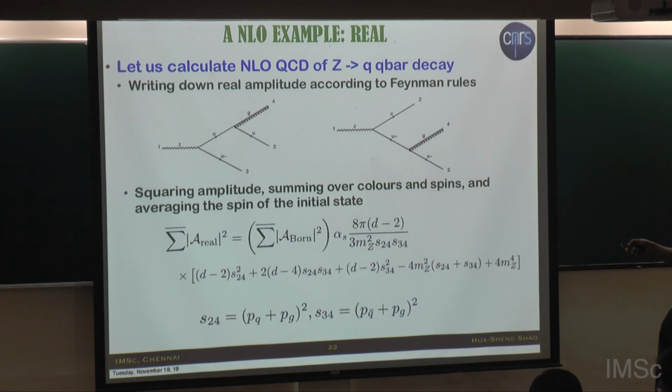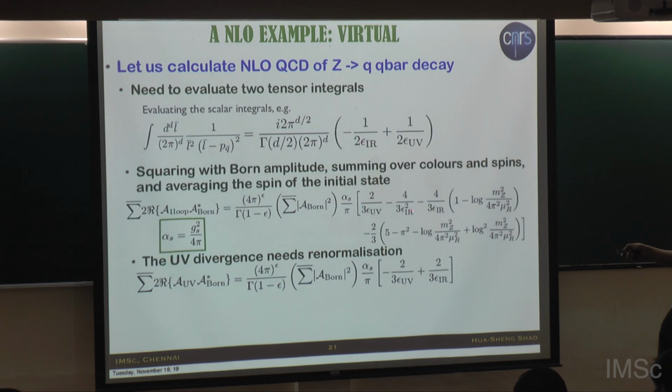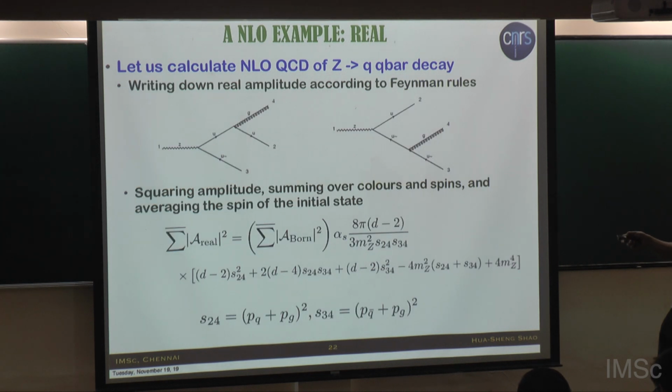Okay, I need the real emission as well, because I still have some remaining IR divergence. So write down your real amplitude according to Feynman rules. You have 2 real amplitude diagrams right now. Squaring them, summing over colors and spin, with the same techniques, you get the amplitude squared.